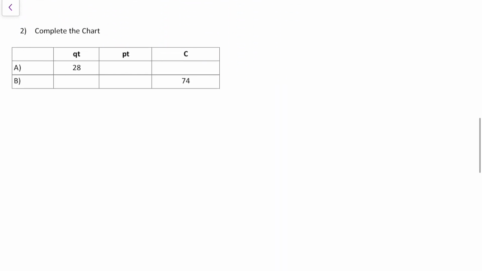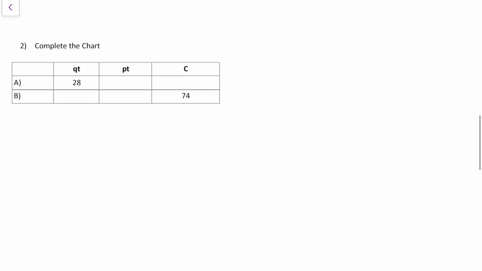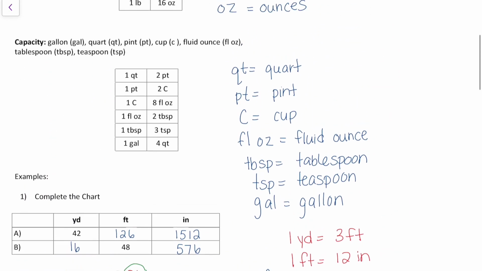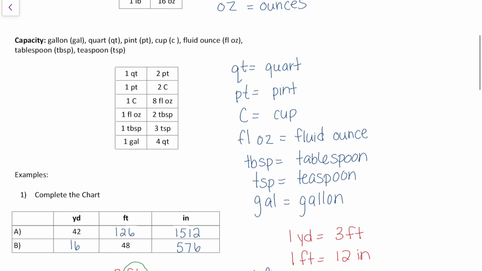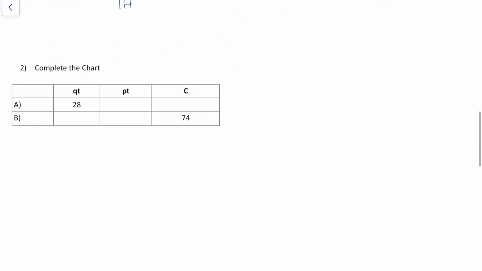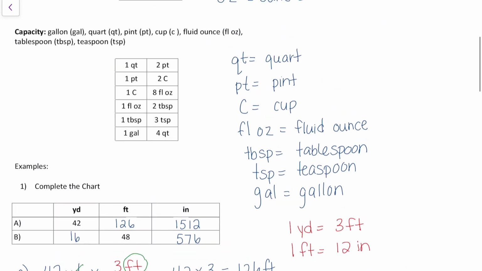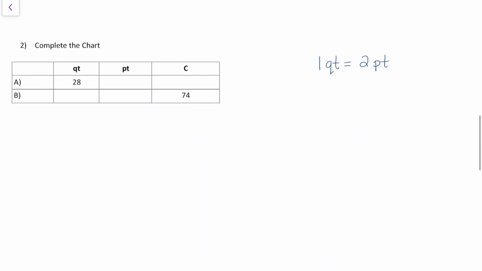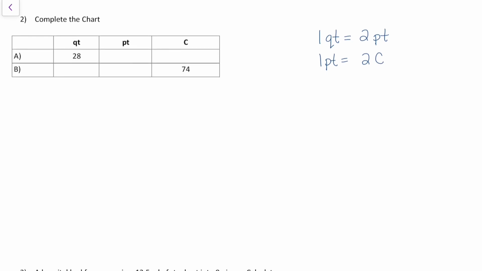Okay, let's look at our second chart here. We have quarts, pints, and cups. So let's look at our conversions we had. So we've got 1 quart is 2 pints. And we have 1 pint is 2 cups. Okay, so I want you to try both A and B here to fill out the rest of this chart. Pause the video and then start it up again when you're ready.